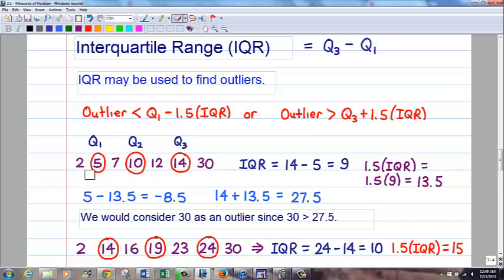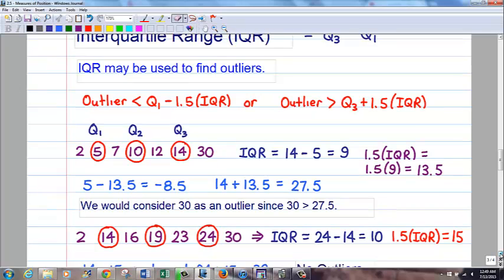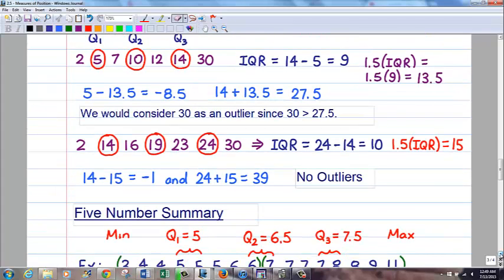So obviously on the low end, there's nothing smaller than negative 8.5. But in this case, since 30 is larger than 27.5, we would go ahead and rule that an outlier. Had that been, let's say, 26, for example, or even 27, it would not have been an outlier according to that test. Now here's another one.